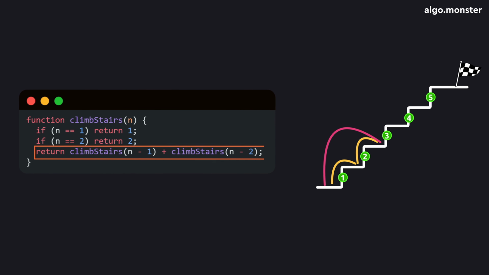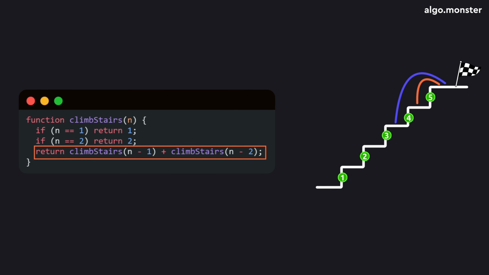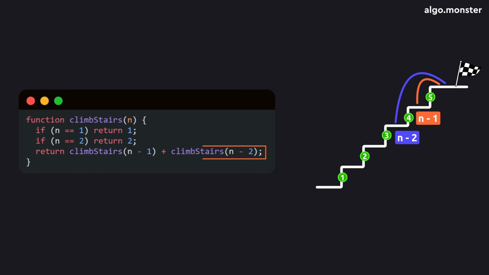And for all other steps, we use the rule we've already discovered. The number of ways to reach step n is the sum of the ways to reach steps n minus 1 and n minus 2. Now, the natural question is, how do we actually get these 2 numbers? This is where recursion comes in. The function simply calls itself.